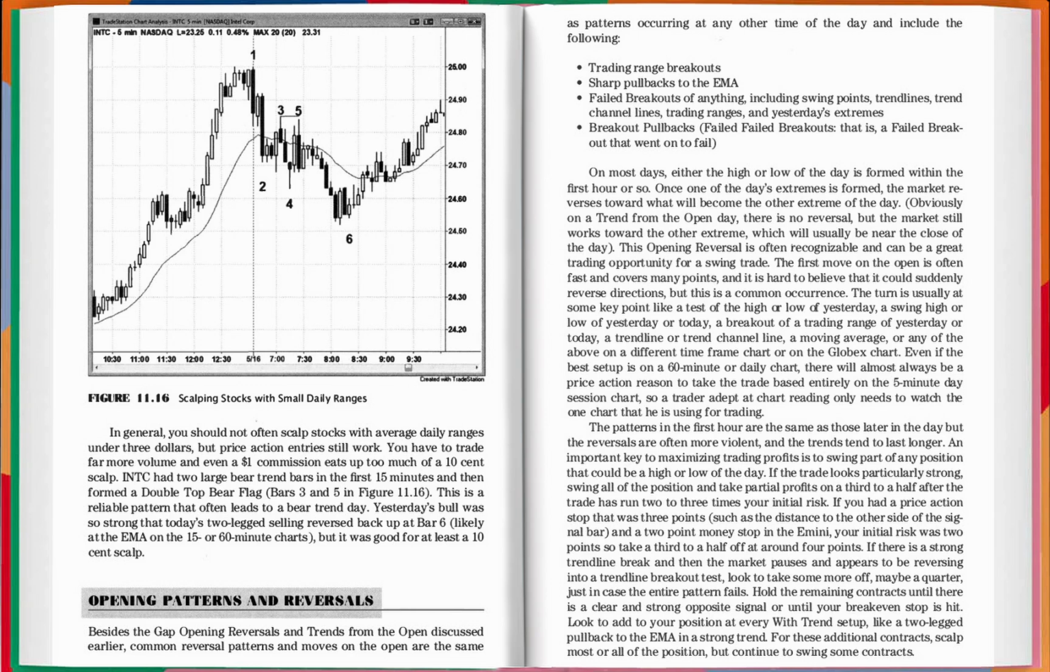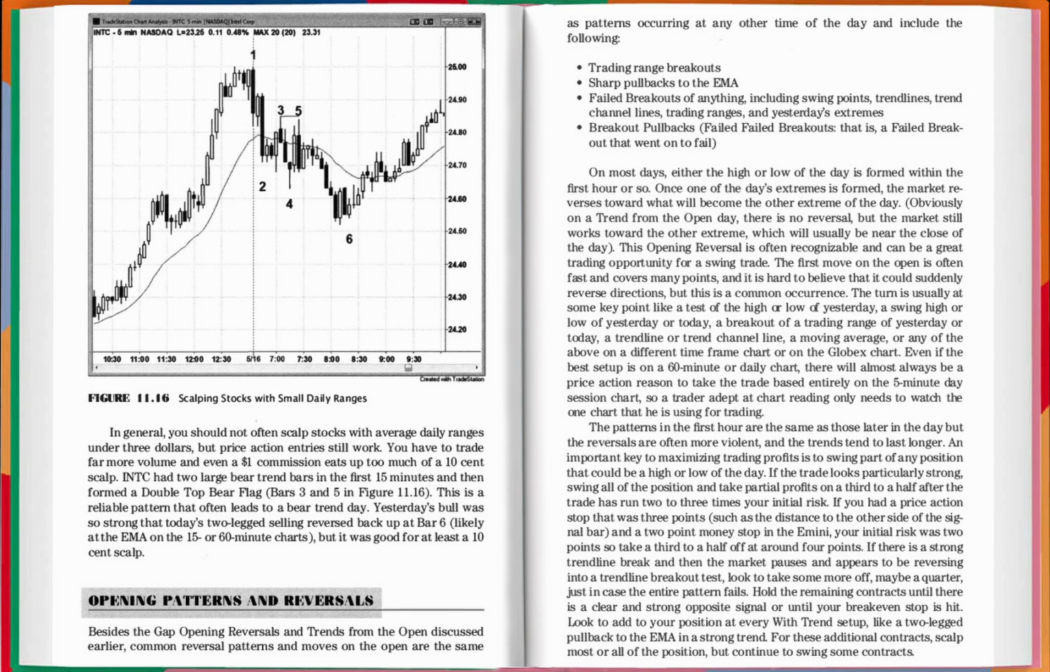The first move on the open is often fast and covers many points, and it is hard to believe that it could suddenly reverse directions, but this is a common occurrence. The turn is usually at some key point like a test of the high or low of yesterday, a swing high or low of yesterday or today, a breakout of a trading range of yesterday or today, a trend line or trend channel line, a moving average, or any of the above on a different time frame chart or on the Globex chart.